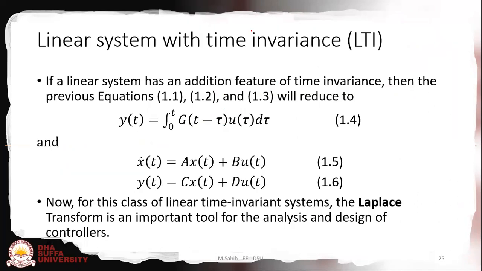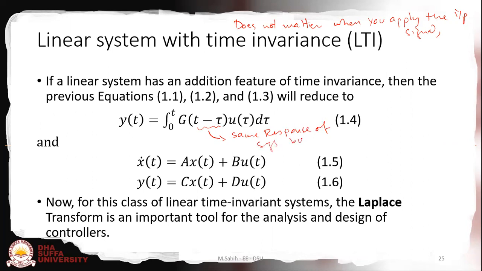But in case of time invariance, it doesn't matter when you apply the input signal. Okay, so the system will behave the same. So in that case, there is only t minus tau, the time instant, and it will only be shifted. This means the same response of the system but shifted.